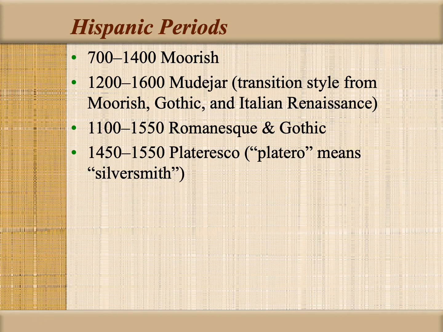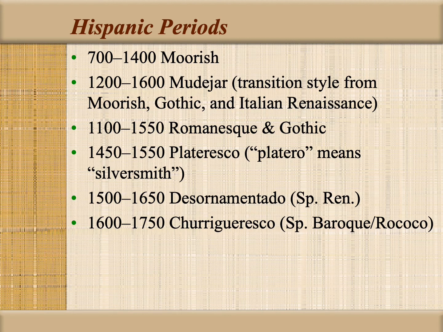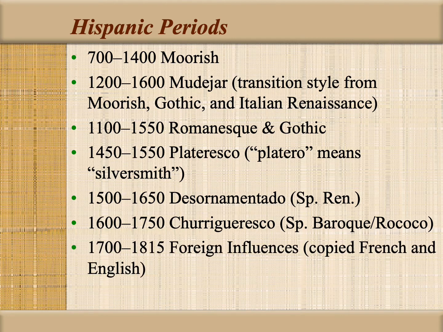Plateresco, which means the silversmith. So remember, massive amounts of silver coming in from Latin America. From 1500 to 1650, we see the Desornamentado, which is the Spanish Renaissance. From 1600 to 1750 CE, we have the Churrigueresco style, which is the Spanish Baroque and Rococo. And then in 1700 to 1815, we're going to see foreign influences. So they often copied French and English designs.